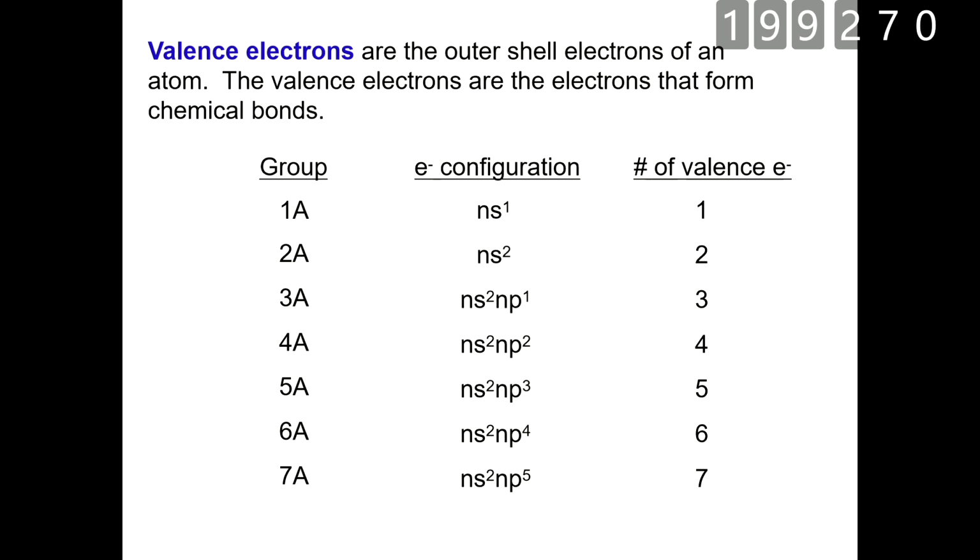So, for example, within the groups, there are 1A, 2A, 3A like this. And we also know there are electron configurations. For example, 1A is ns1, 2A is ns2. So basically, the number of valence electrons for 1A is only 1, this group has 2, and this one has 3.